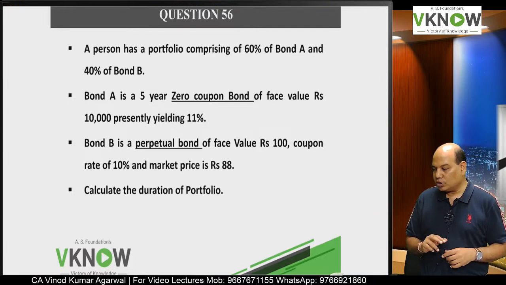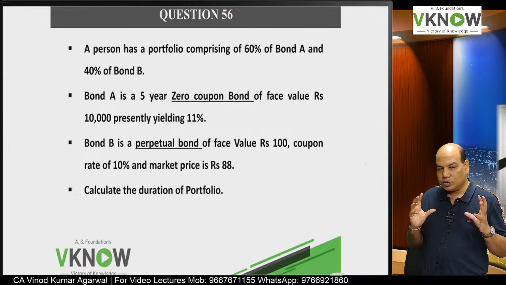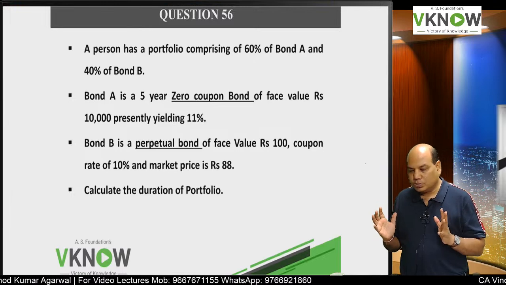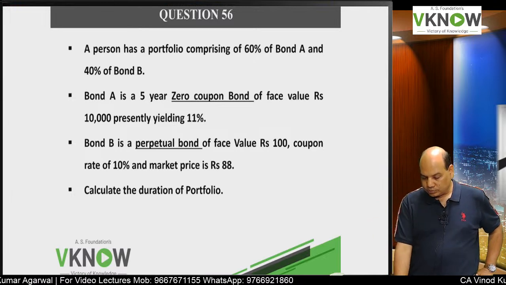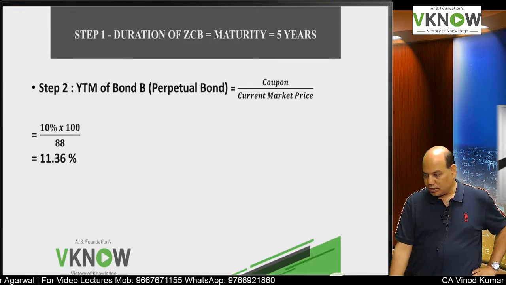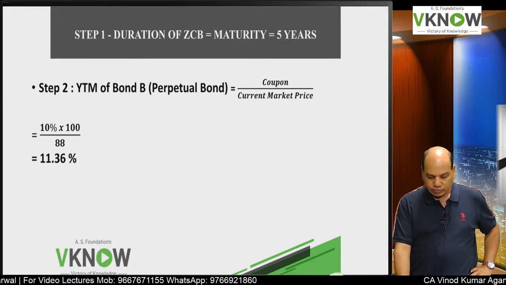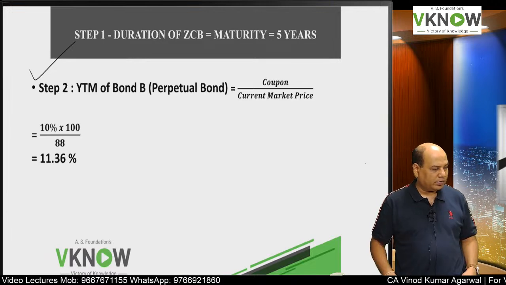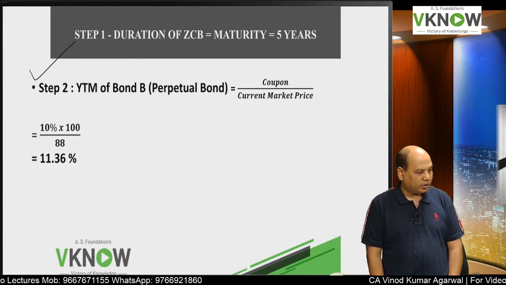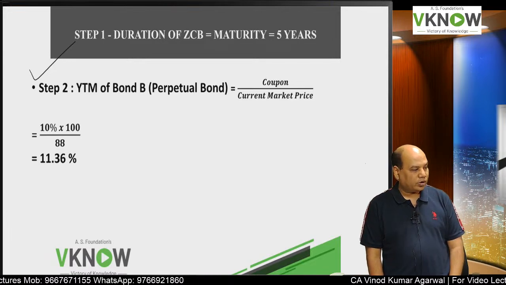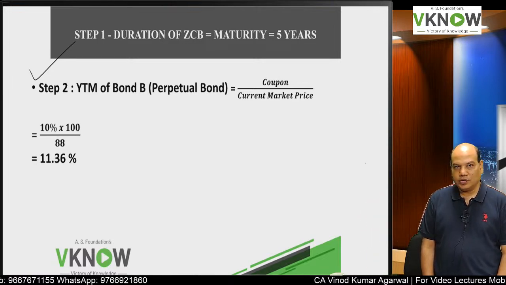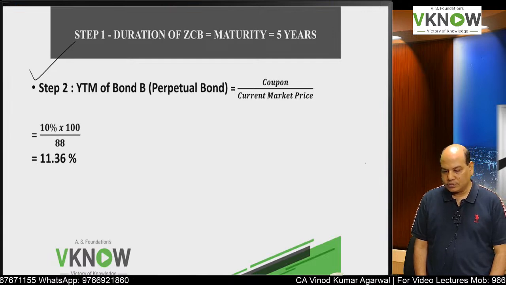Is it right? So what is my thought process? My thought process is that what do I need? I need YTM of perpetual bond first. So first write down in your notebook, step 1, duration of ZCB, that is already given. Duration of ZCB is equal to maturity, is equal to 5 years.